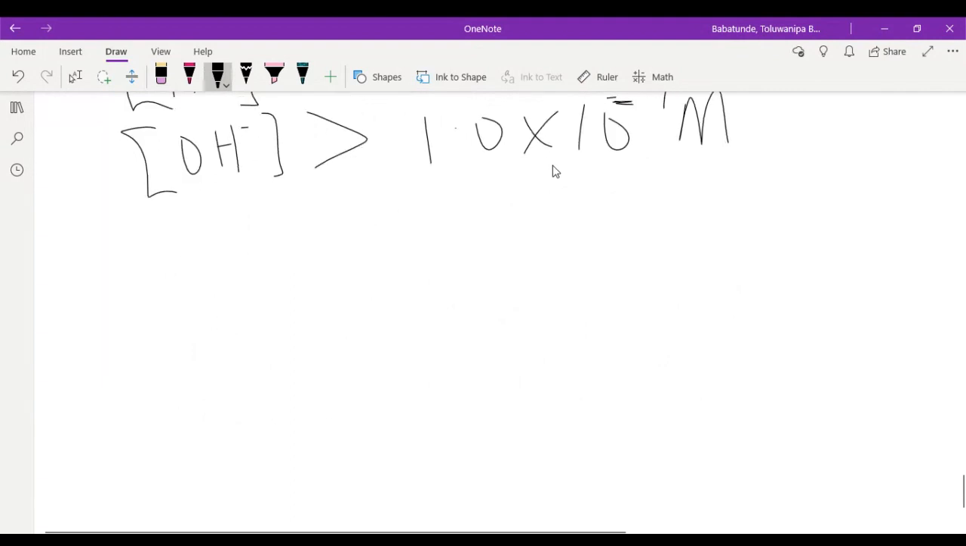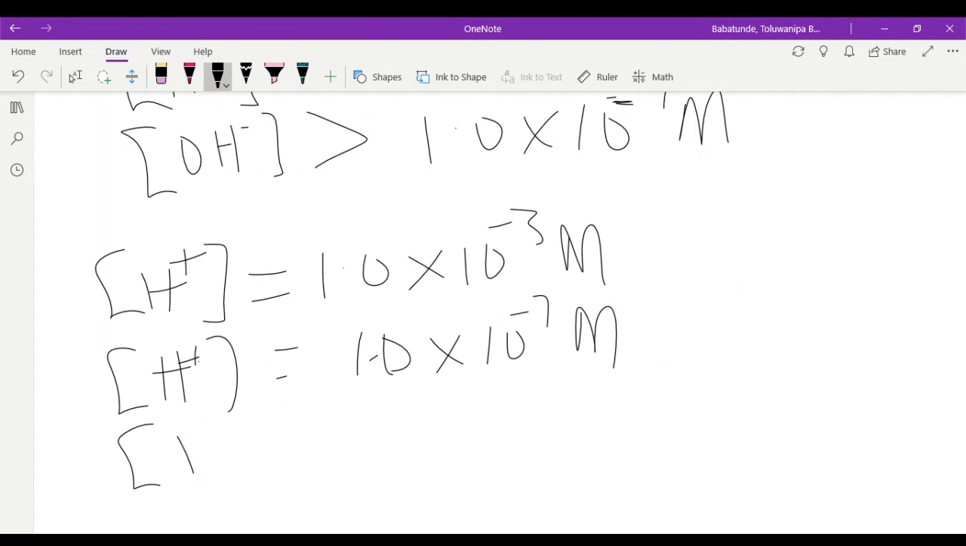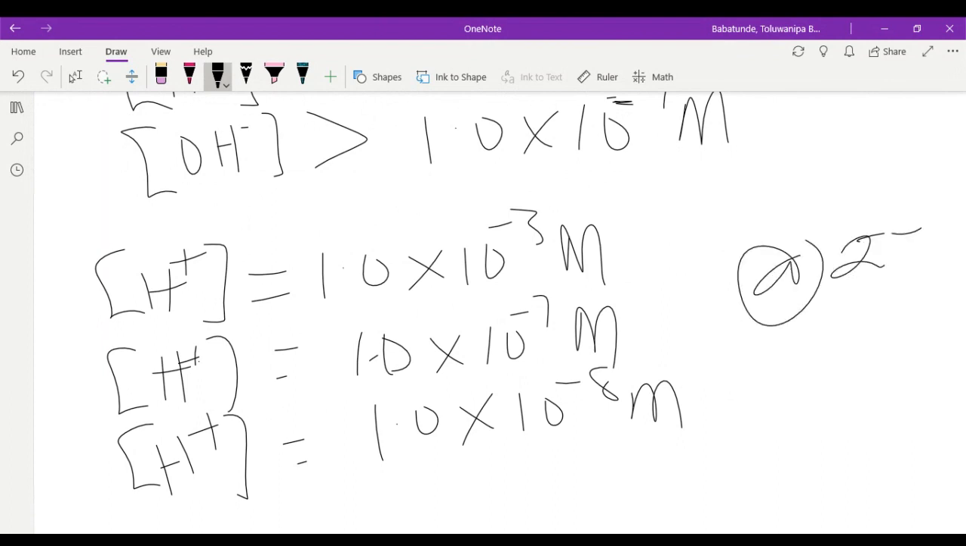So let's check using this example. If you have hydrogen ion concentration equal to 1.0 times 10 to negative 3 molar, and we have hydrogen ion concentration of 1.0 times 10 to negative 7 molar, and we also have this one to be 1.0 times 10 to negative 8 molar at room temperature, which of these is going to be acidic?